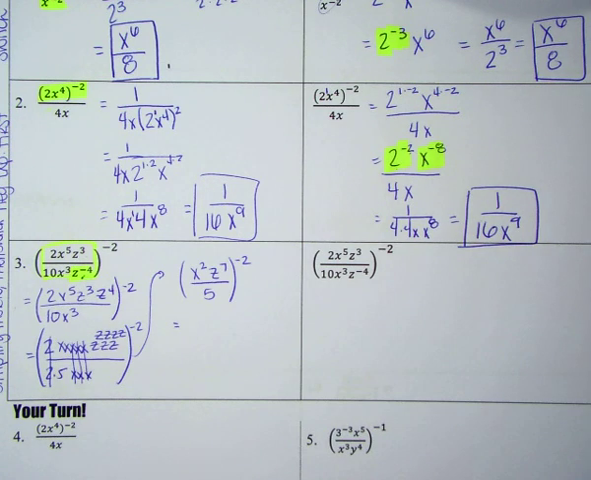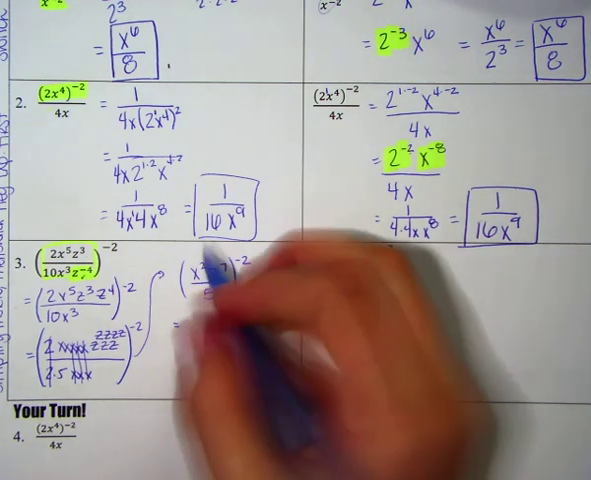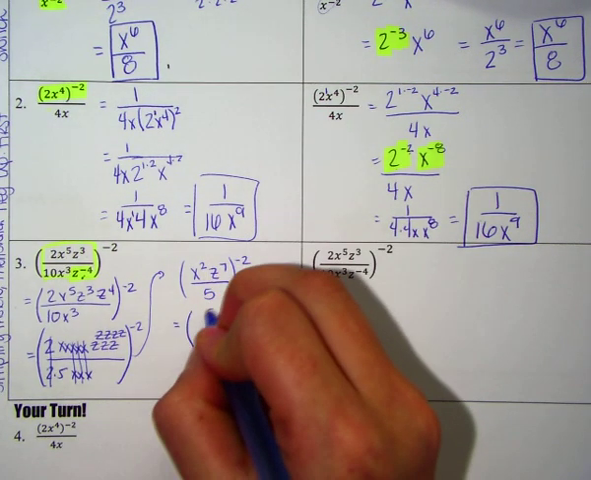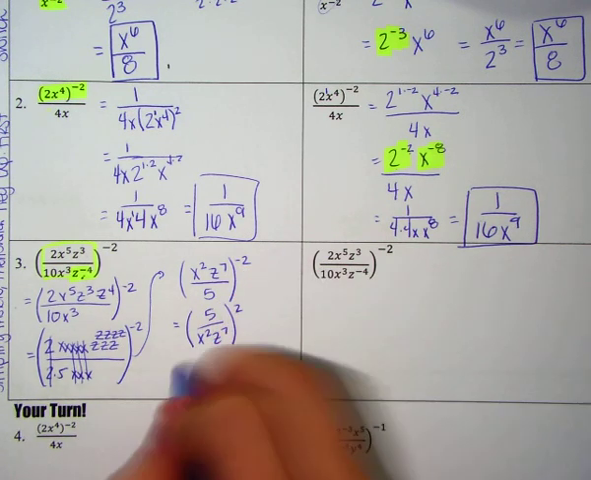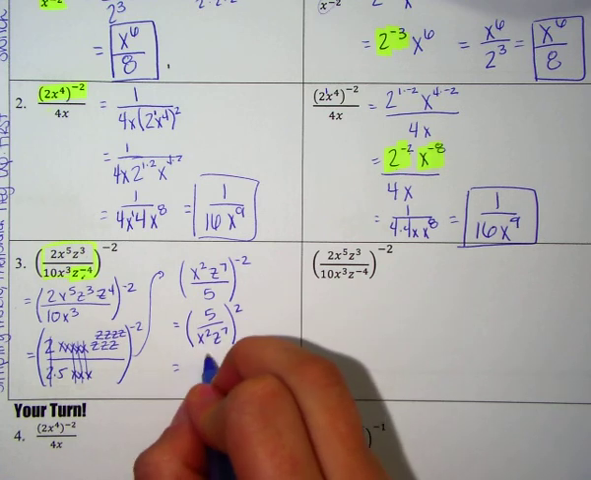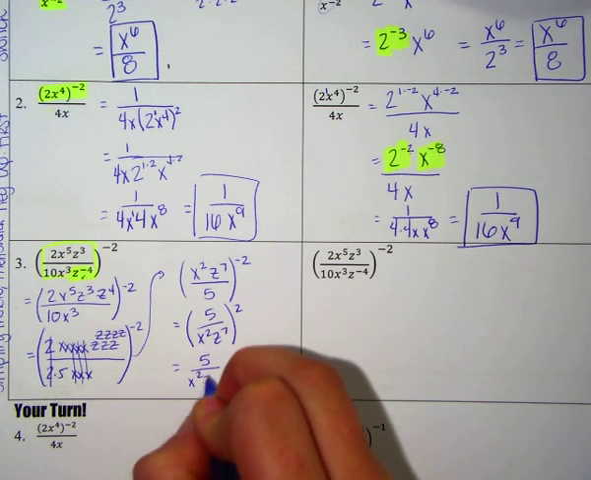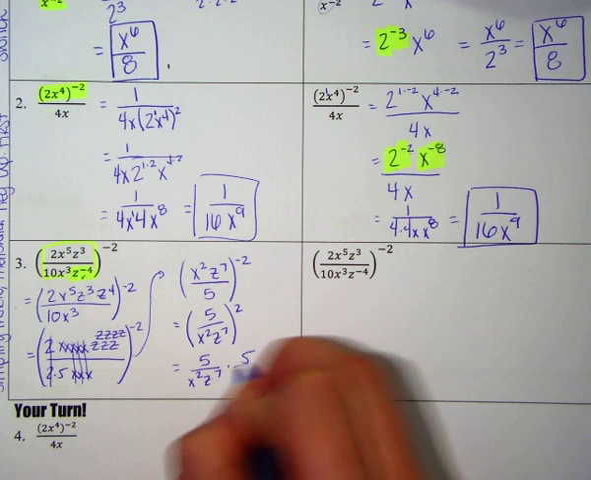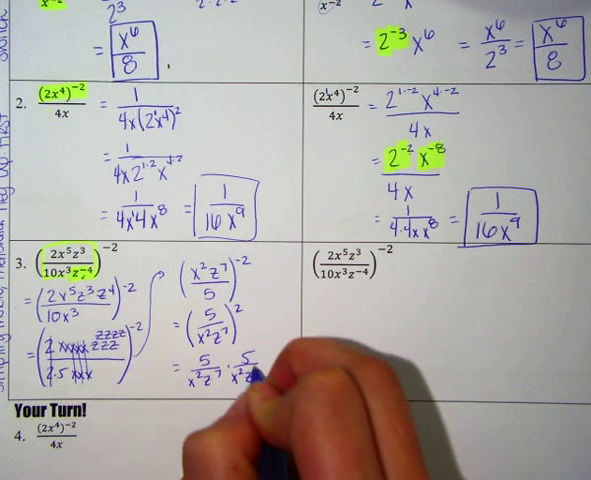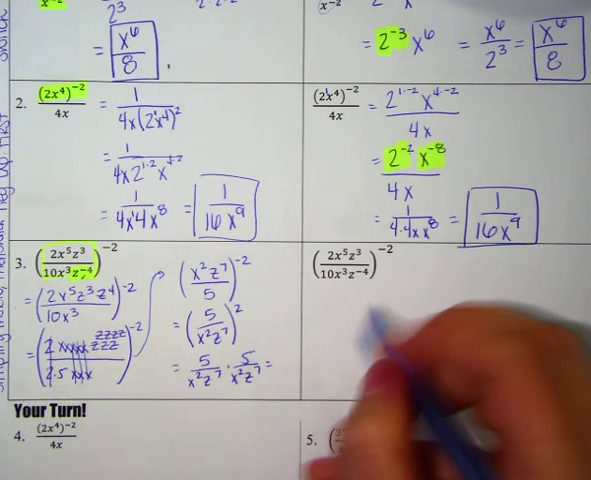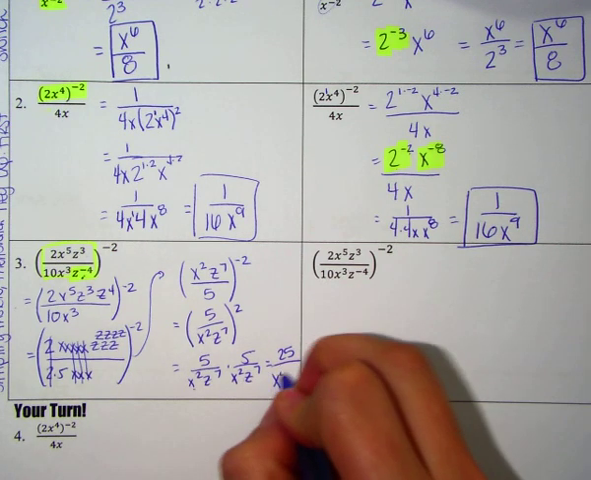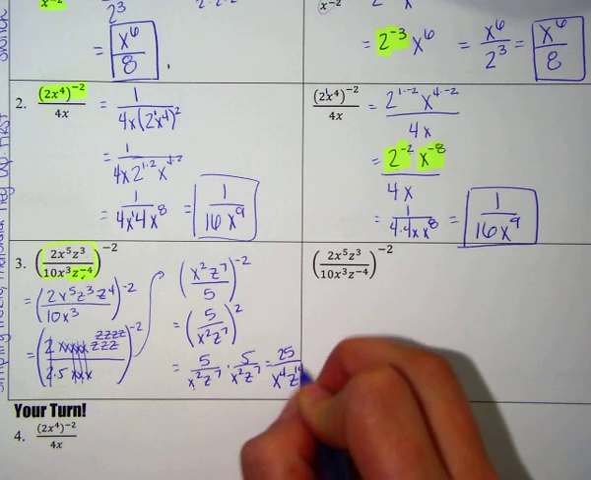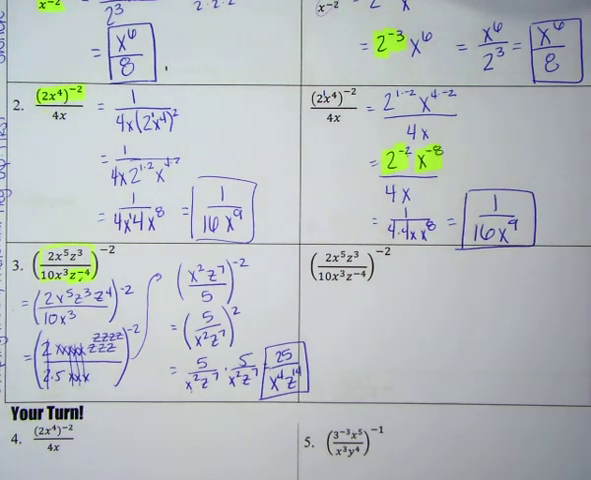Now with the negative 2, I'm going to go ahead and I'm going to flip it. Flip the inside, do the reciprocal. Then I'm going to go ahead and write this whole thing twice. Multiply straight across: 25 over x to the 4th, z to the 14th. That was method 1, which is pretty tough.